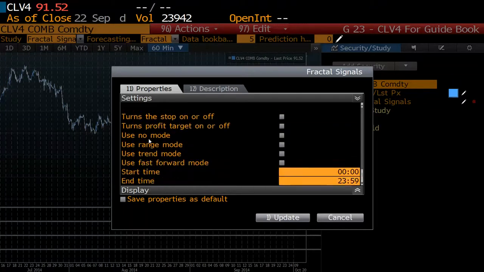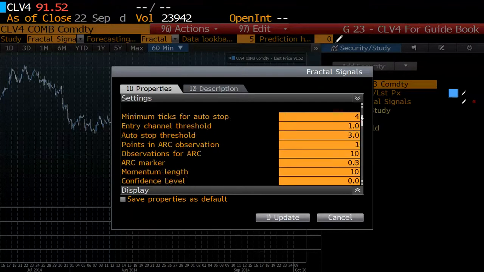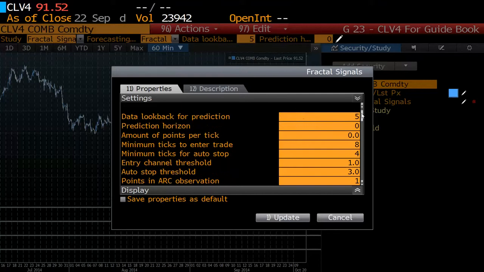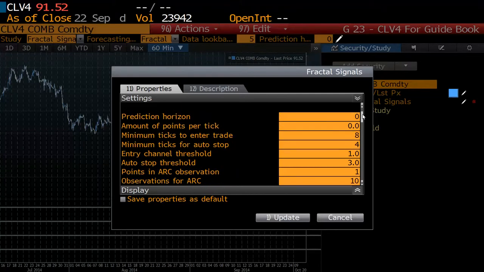Now, because this mode is designed to act as a predictor reversion strategy, what it's going to do is only take trades when the arc suggests that the market is in a range mode. It does not exit automatically unless the arc goes from range to trend, and then it does. So you can use this in conjunction with the other exits, or you can use it without anything, and just by manipulating the arc and the various inputs for the entry channel threshold, it will change the way that it trades.